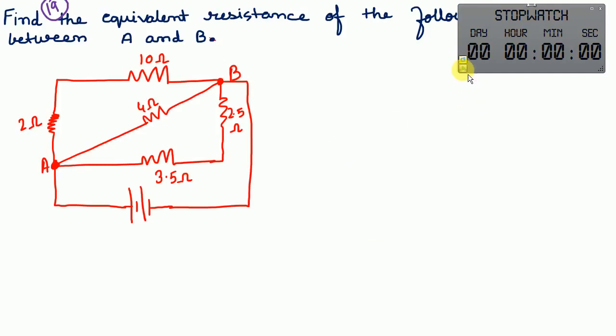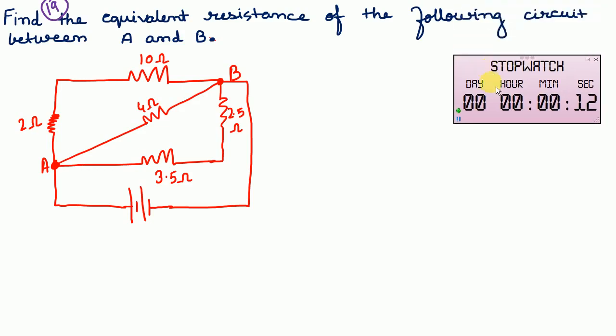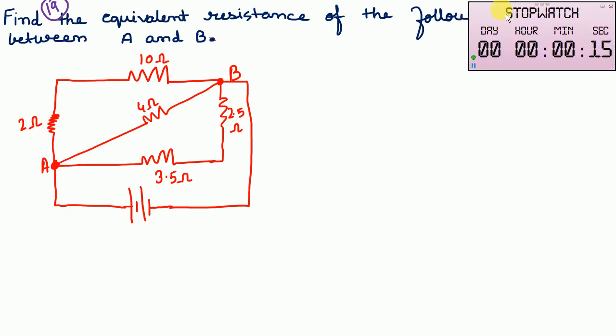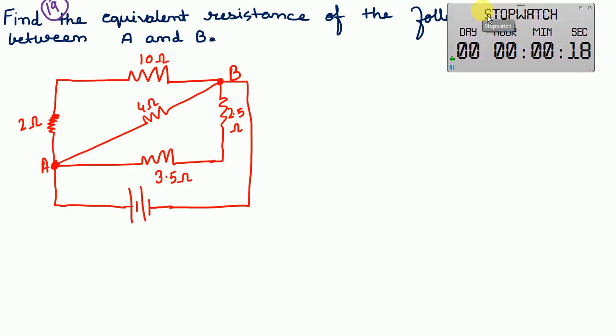Next question. Now this is some question, huh? Come on, you have to find the equivalent resistance between A and B. 30 seconds. The time is gone. Okay, so here as you can see, the current starts flowing.